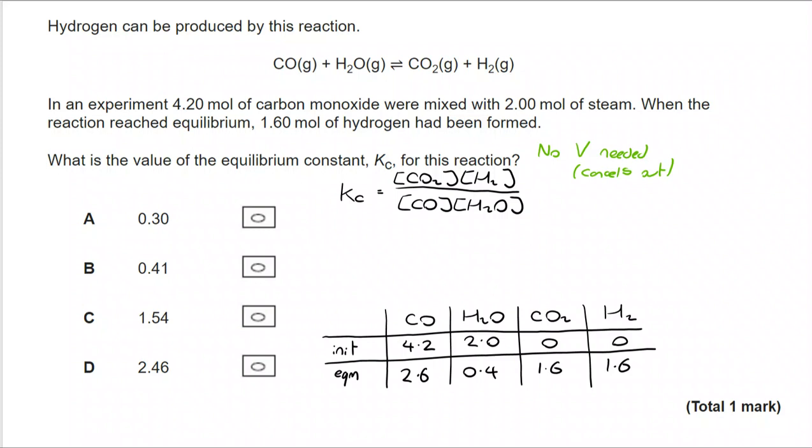I've now got my values to put in. You might notice these are number of moles, they're not concentrations, but because the volumes all cancel out, that doesn't matter. I can do this directly with the number of moles. And that will always be true for anything where the Kc has no units. The V will cancel out. I do all of those, I get to my answer 2.46. The correct answer is D.